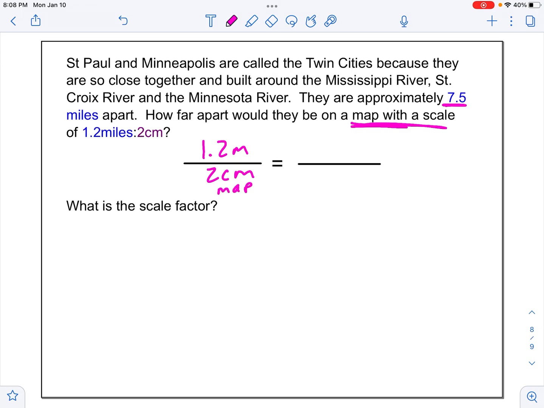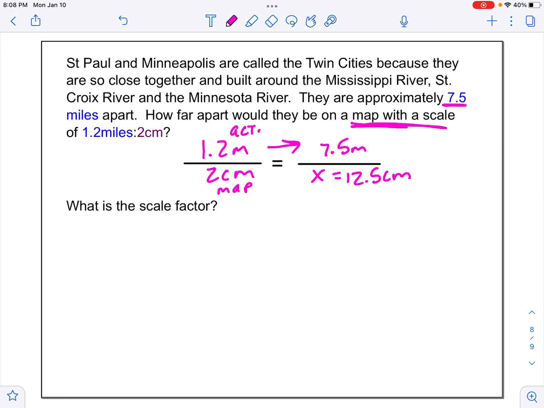So this is map, and this is actual, which means 7.5 miles has to go across because it's actual. Actual across from actual, map across from map. And then I'm going to go ahead and do that 2 times 7.5, and I'm going to divide it by 1.2. 12.5 centimeters apart on the map.